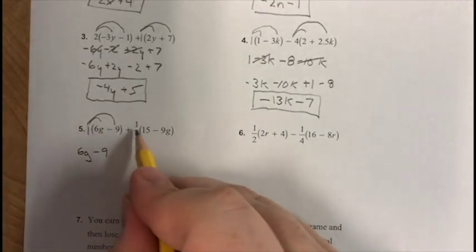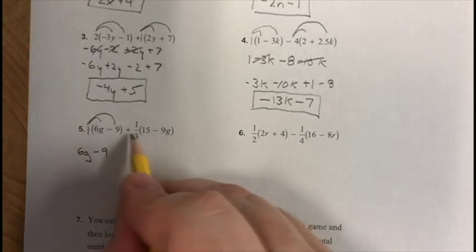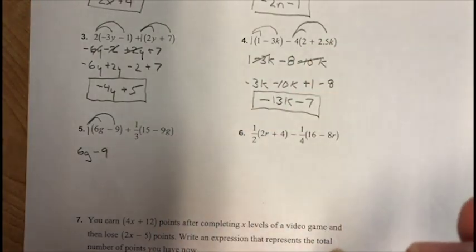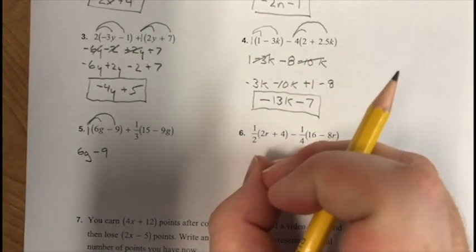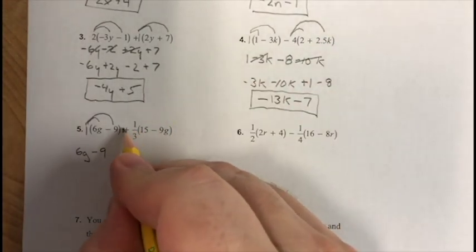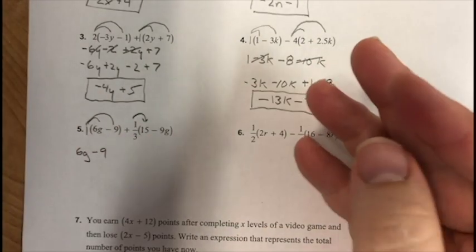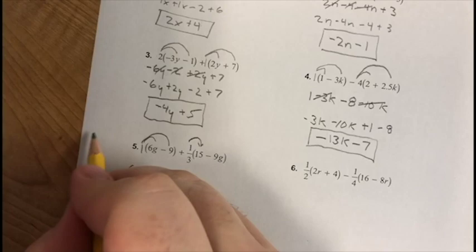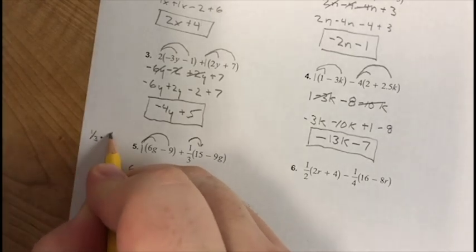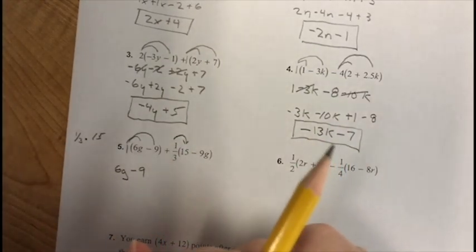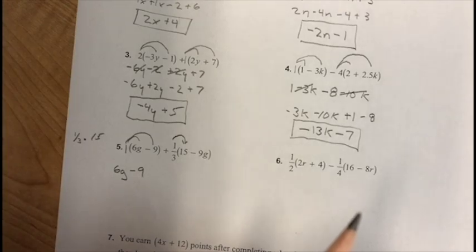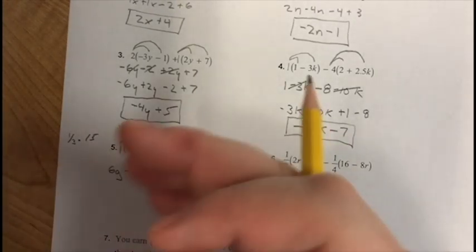Now, you're already freaking out. 1/3, what do I do with it? Stop. Follow distributive property. You are going to take this +1/3 and you're going to multiply it by 15. How do I do that? Well, you can just go over to the side and you can say 1/3 times 15 and follow the rules that you have learned since probably 5th, 6th grade when it comes to working with fractions.